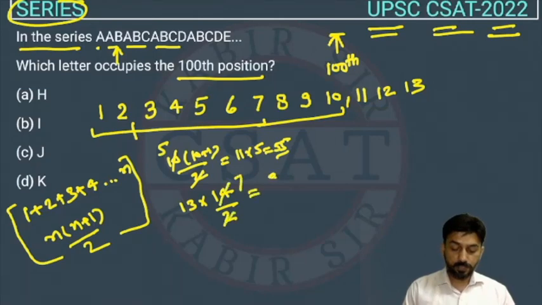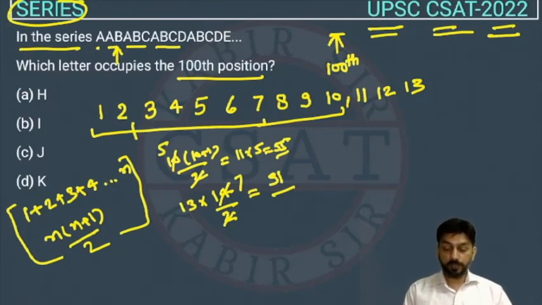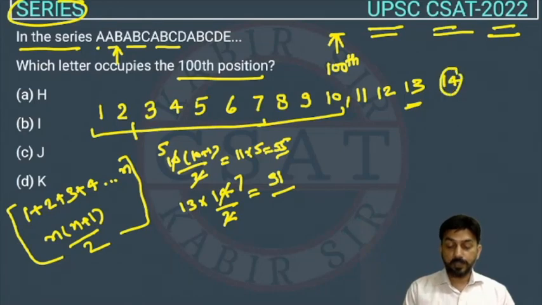13 into 7 will be 91. So we have reached till 91, right? So next 91 plus 14 will come, because till 13 we have reached. If I add 14 to this, we will cross 100. But we need the 100th position, right? So we have come up to 91.